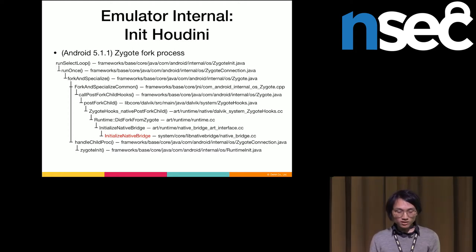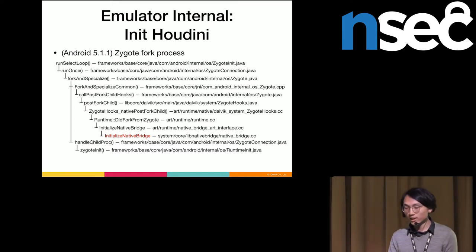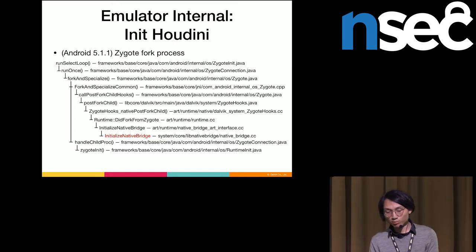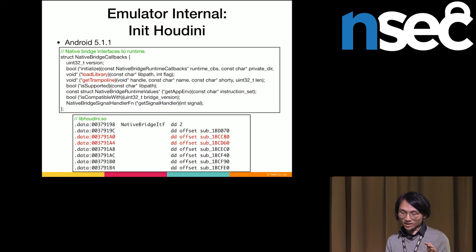So what does the initialize bridge function do? It's very simple. It just registers some callbacks to a structure called native bridge callbacks. Note there are two very important functions, called load library and get trampoline. You can consider them the ARM versions of dlopen and dlsym.